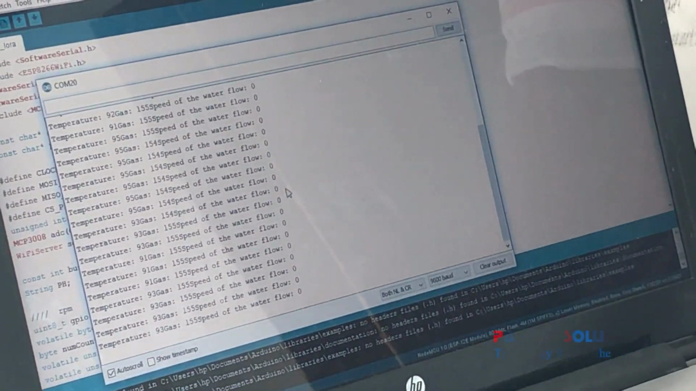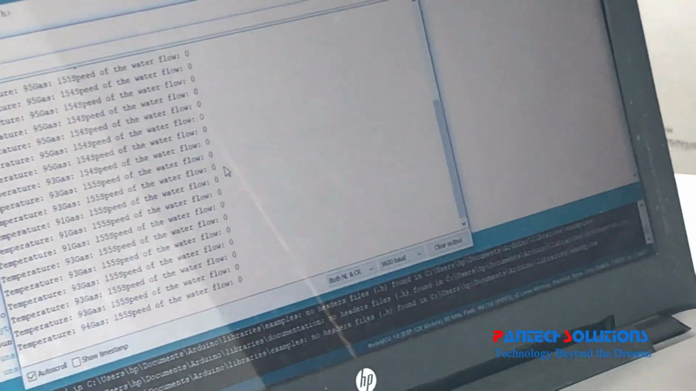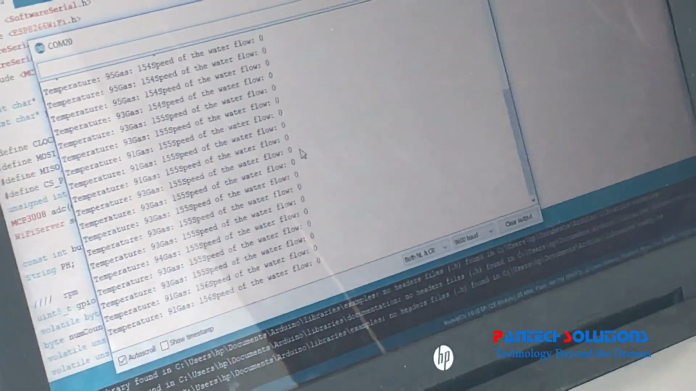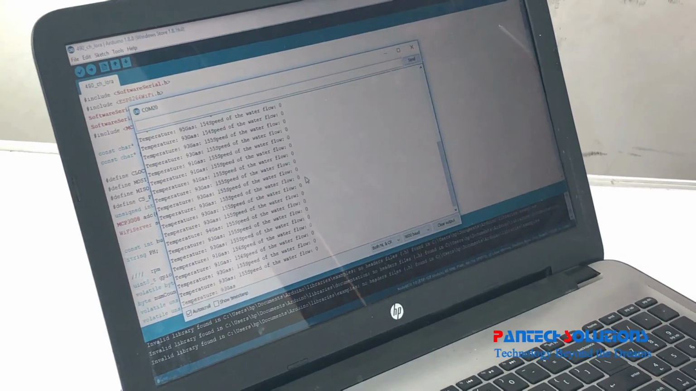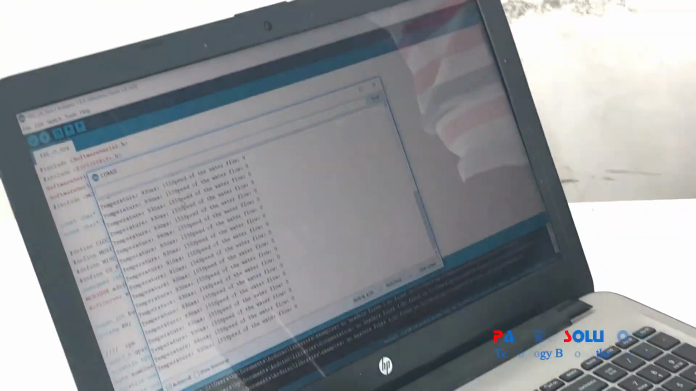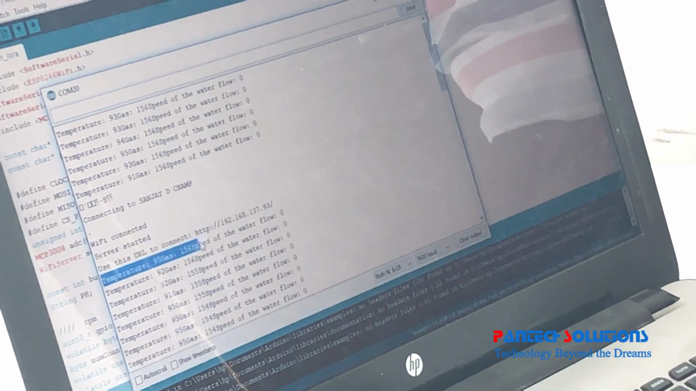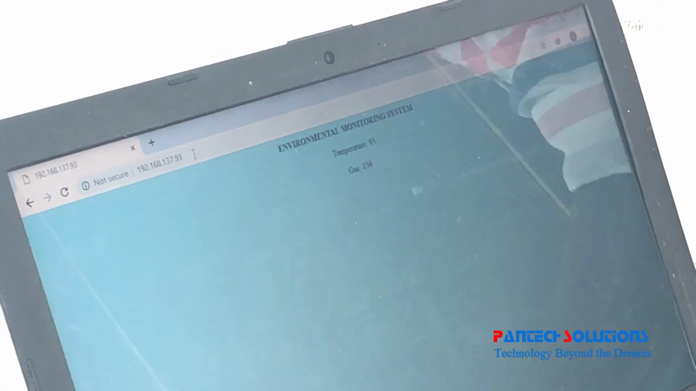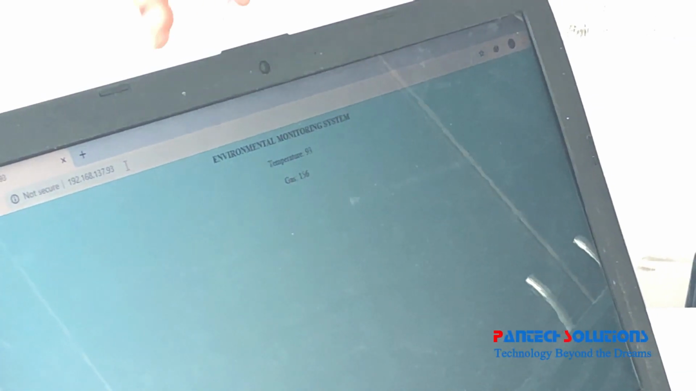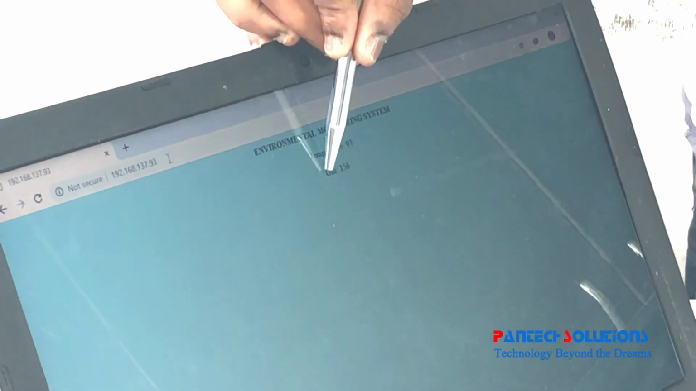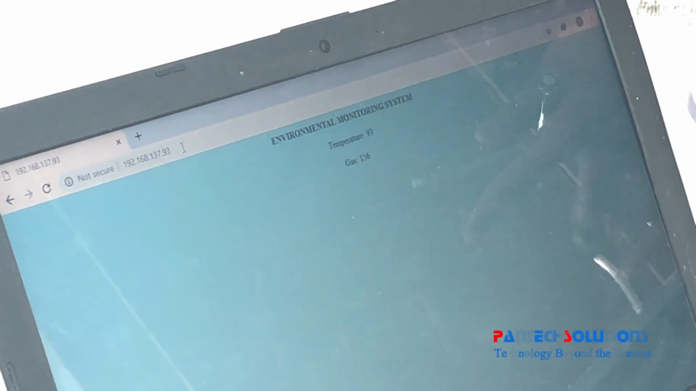Here it is also streaming, and additionally we added some more features to visualize those sensor values on web pages, served as a local host. It is generated only on a local IP address. I'm copying this URL here. First it displays the environmental monitoring system with the temperature value and gas sensor value. It is just for monitoring.